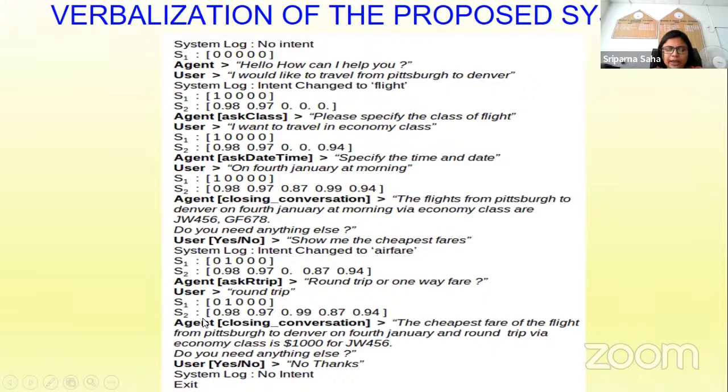Now all the slots have received confidence values, so we can easily search the database, and the database result is displayed by the agent. The cheapest fare of the flight from Pittsburgh to Denver on 4th January, round trip via economy class, is $1,000 for this particular flight. Then again the agent asks, do you need anything else? The user says, no, thanks. So now there is no intent, and no servicing is required.